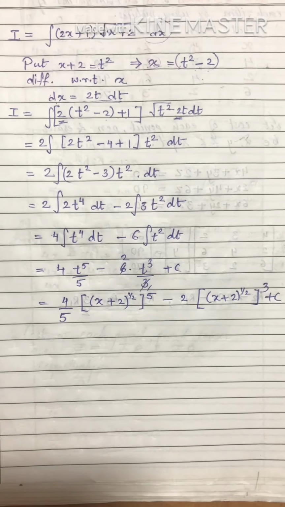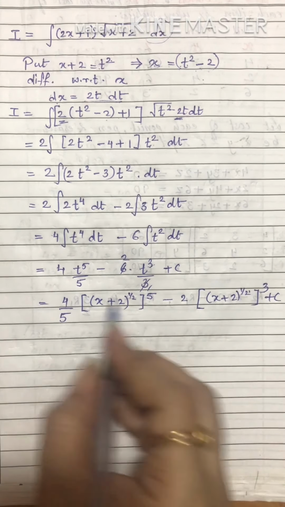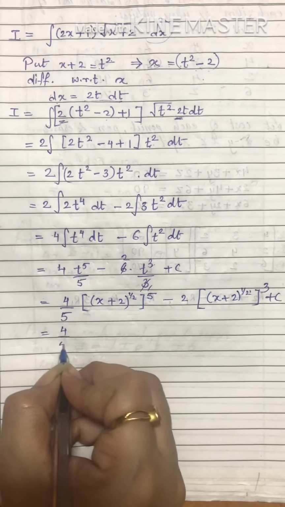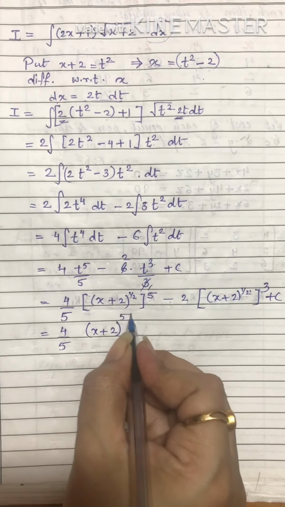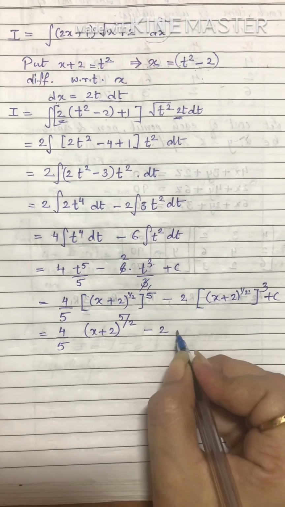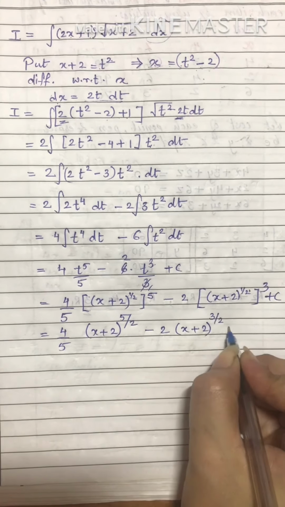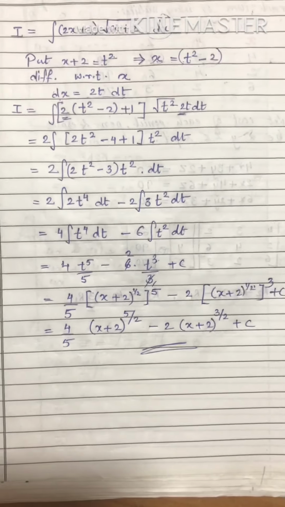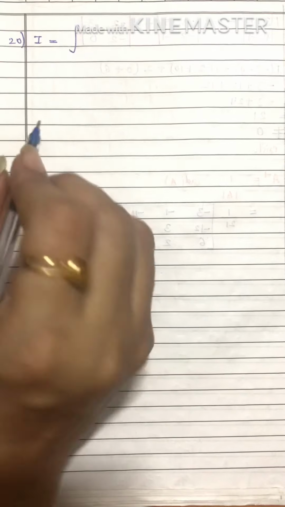Okay, we find this whole raised to 3 from here. We'll solve this. 4 upon 5 into x plus 2 whole raised to 5 upon 2, minus 2 into x plus 2 whole raised to 3 upon 2, plus c. Fine. Next I'm taking a very interesting sum.